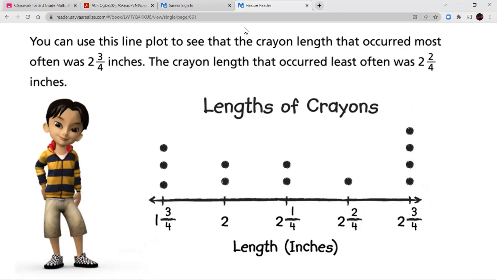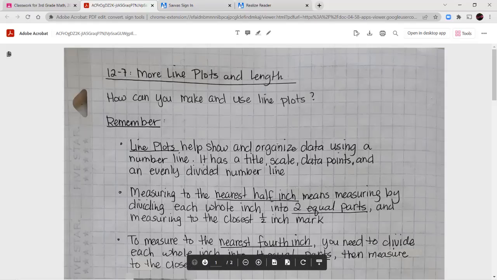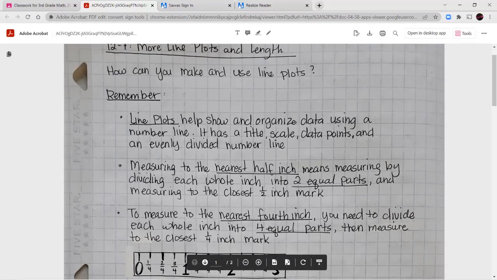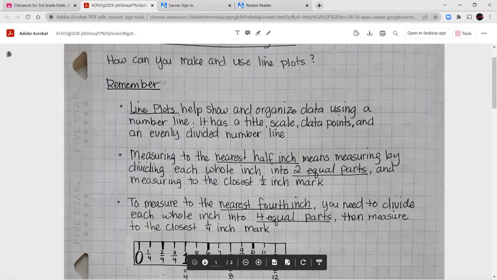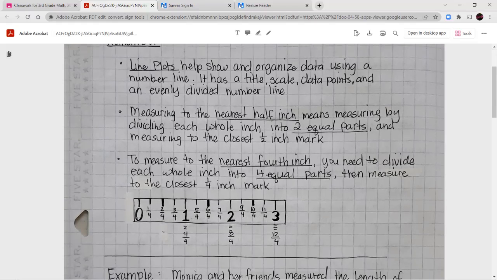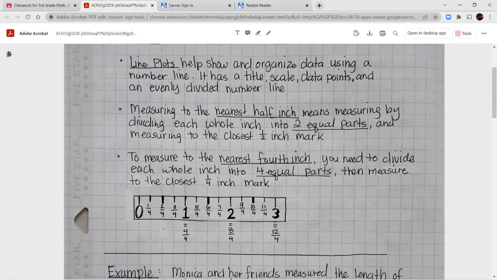All right, let's go ahead and jump into our notes and our guided practice. So our question here, again, we're going to focus on how to make and use line plots. So remember, a line plot helps us to show and organize our data using a number line. It has a title, a scale, it has the data points, and an evenly divided number line.